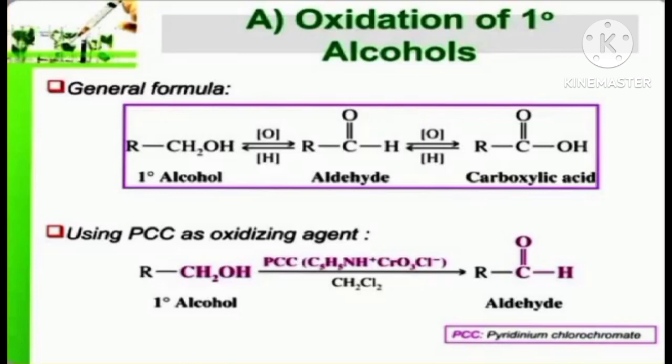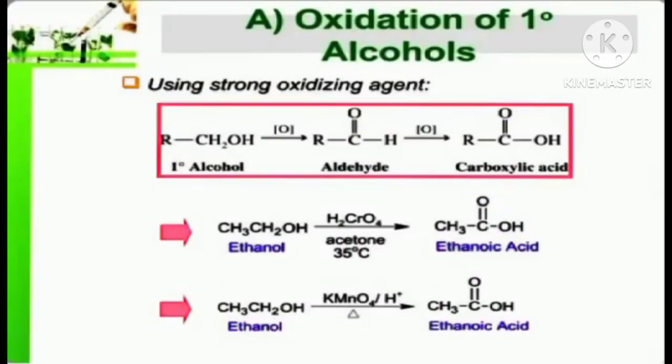First, oxidation of primary alcohol to form aldehyde. Here the example using PCC as oxidizing agent. Primary alcohol, which is R bond to CH2OH using oxidizing agent, which is PCC or pyridinium chlorochromate with CH2Cl2 or dichloromethane, a solvent substance that is needed for the reaction. So the product of this reaction is aldehyde.